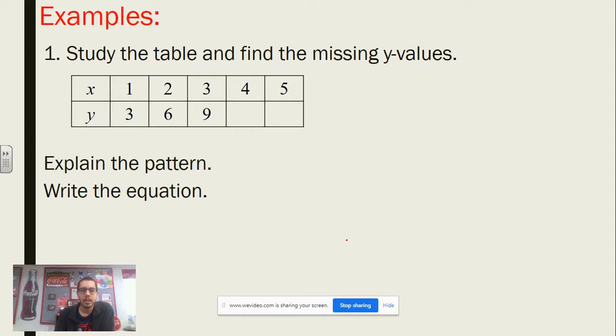We have 1, 3, 2, 6, 3, 9. And so we can see that as our x's increase by 1, the y's are increasing by 3. So we know that the next number in our pattern would be 12, and the next number after that would be 15. If we were going to write the equation here, we would need the slope, which would be 3 over 1, our change in our y over our change in our x. So 3 over 1, or just 3.